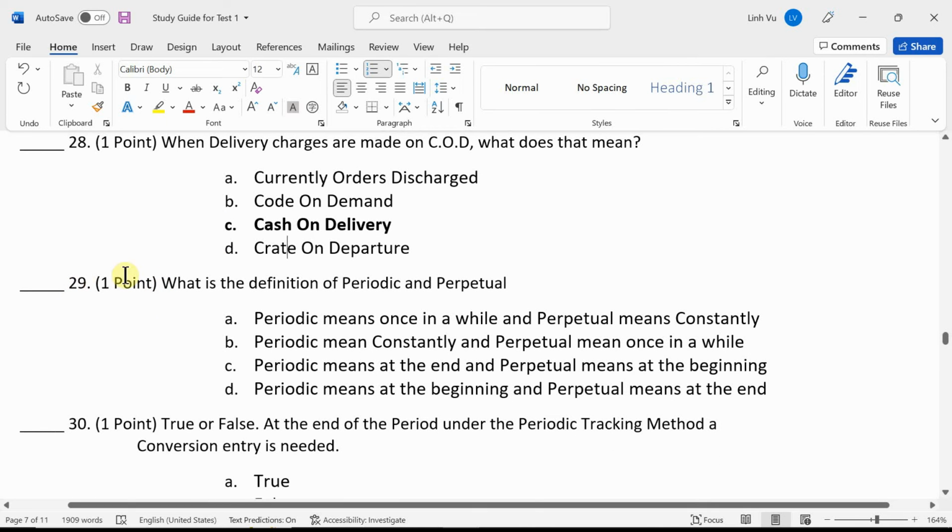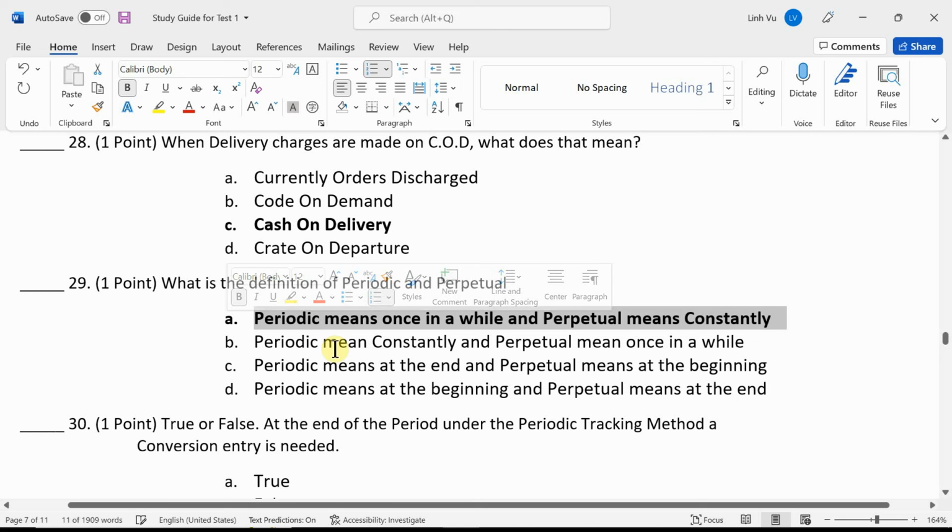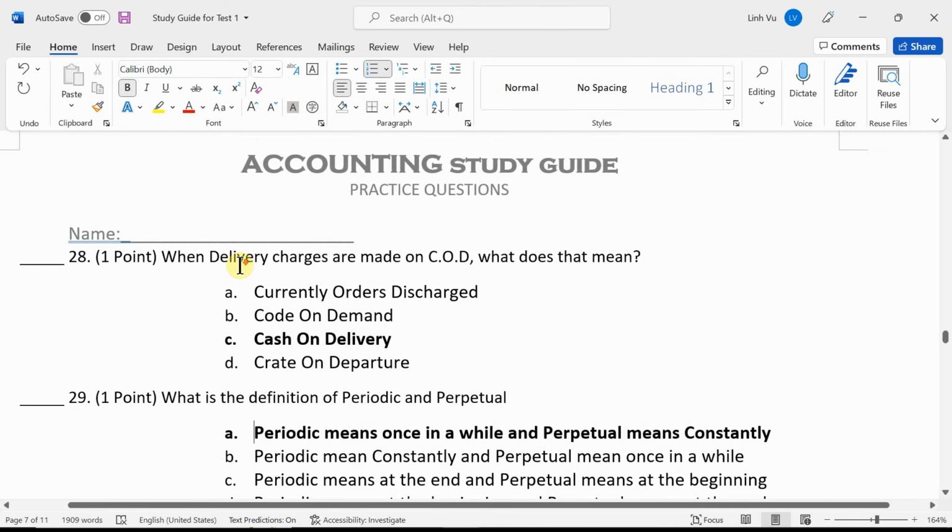Number 29. What is the definition of periodic and perpetual? A. Periodic means once in a while, perpetual means constantly. Yes. So again, you could have gotten this answer right from the review sheet. This one too.